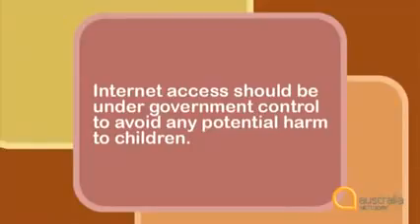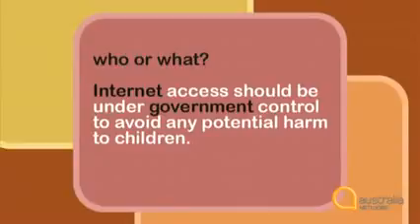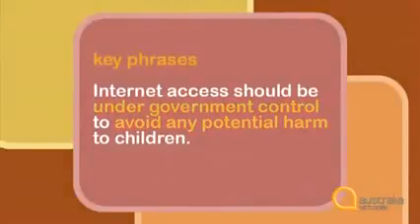Let's look at another question. Internet access should be under government control to avoid any potential harm to children. Who or what must you write about? The Internet, government, and children. Now highlight other key phrases. Under government control. Avoid any potential harm.